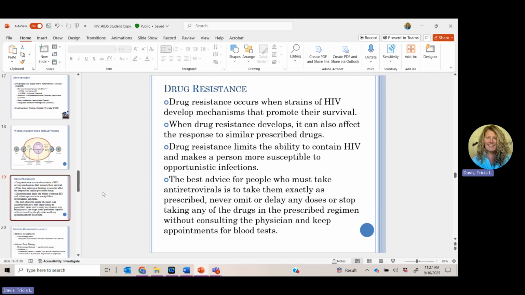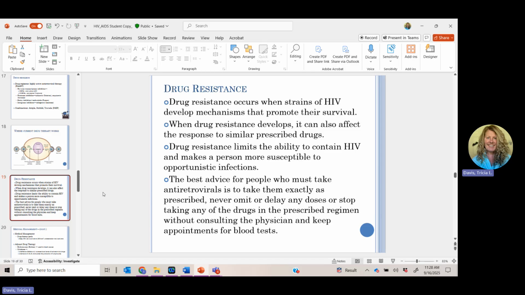All right, so we worry about drug resistance. So drug resistance occurs when these HIV viruses develop mechanisms to be able to outsmart the medication and to be able to survive, okay? So when drug resistance develops, it affects the way that it's going to respond to those medications that we have. Those medications are no longer going to work, or they're not going to work as effectively. Drug resistance limits the ability to contain that disease, and it makes people more susceptible to spreading this disease and them developing those opportunistic infections. So, what advice can we give these patients? We want them to be educated about compliance.